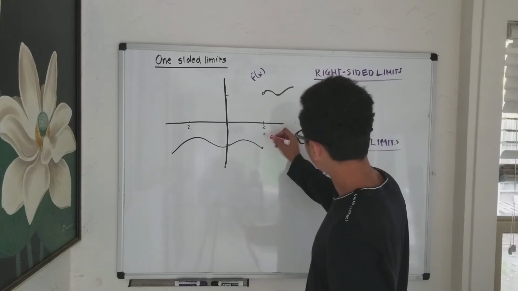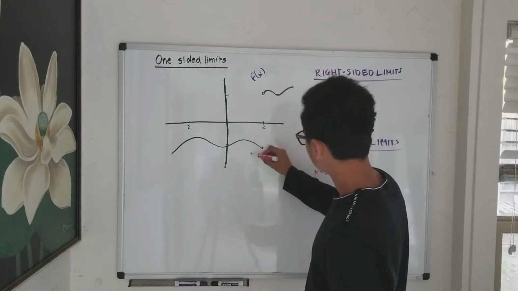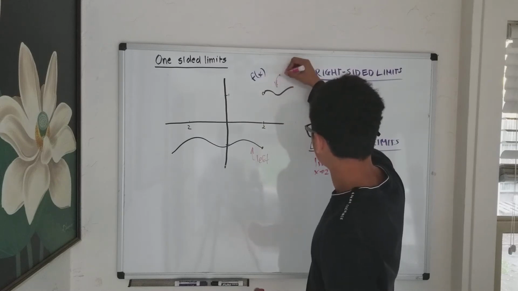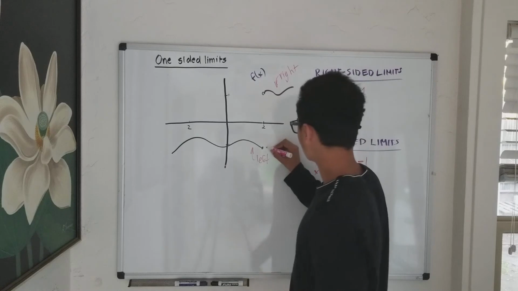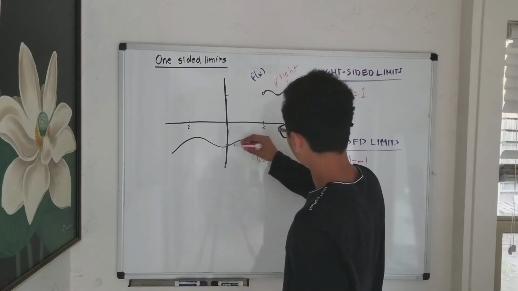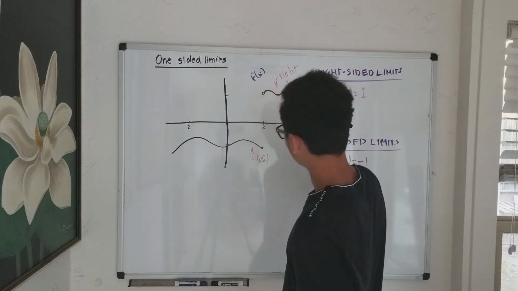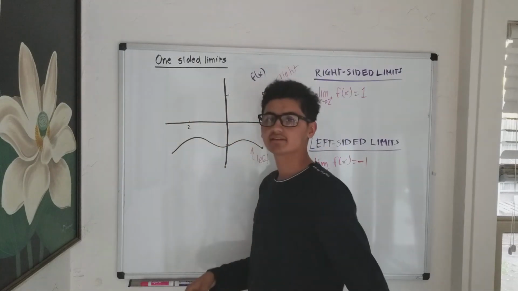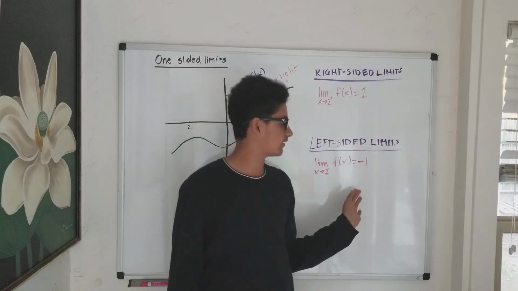As you can see over here, we just labeled these, left-sided limit, right-sided limit, just so everyone's clear. This one is equal to negative 1 because it's approaching y equals negative 1, and this one's approaching 1. So that's, very simply said, one-sided limits split into right-sided and left-sided limits.